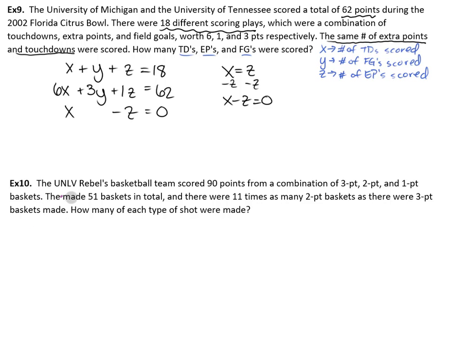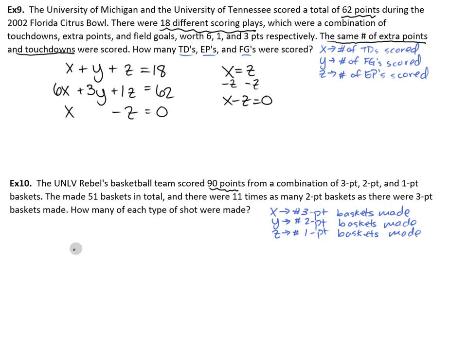Maybe you scored 0 touchdowns, but you can't score negative touchdowns or fraction touchdowns, etc. So number 10, the UNLV Rebels basketball team scored 90 points, we're talking about points again, from a combination of 3-pointers, 2-pointers, and 1-point baskets. They made 51 baskets in total, and there were 11 times as many 2-point baskets as there were 3-point baskets. Ooh, that seems confusing. How many of each type of shot were made? Well, again, we need to define our variables. Okay, so I've defined my 3 variables. I let x be the 3-pointers, y be the 2-pointers, z be the 1-pointers. Again, number of each type of basket made.